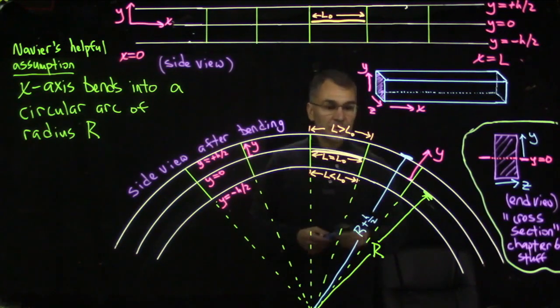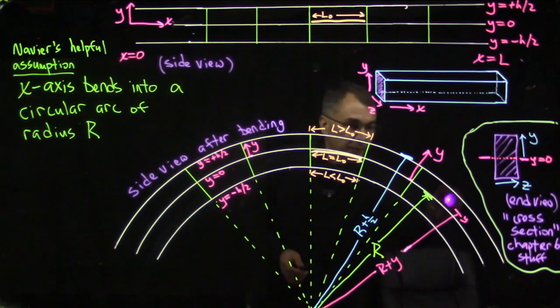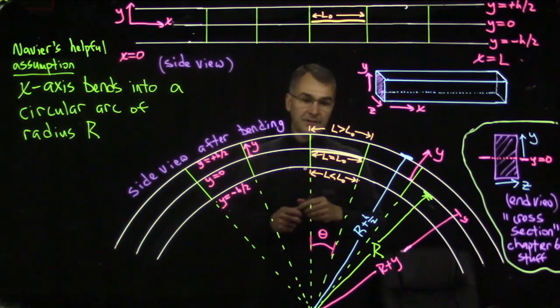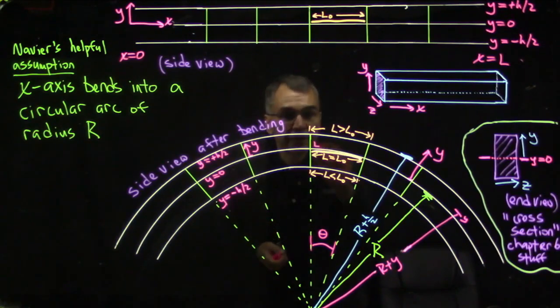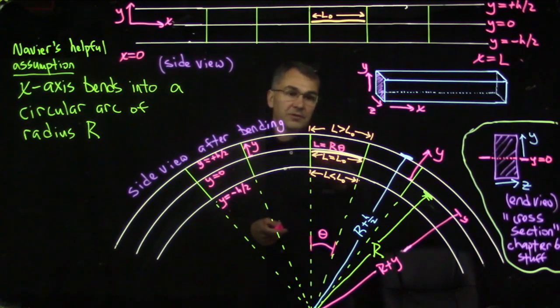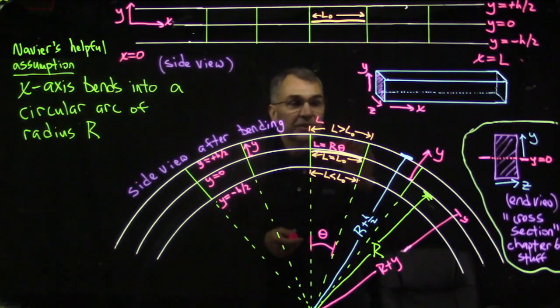And in general, for some value y, this distance must be r plus y. Y is bigger than 0 up here, y is smaller than 0 down here. Then, if we call this little wedge angle theta, measured in radians, then we know what this L in the middle is. This L equals r theta. So if we measure the angle in radians, we can just get the arc length as the radius times the angle measured in radians.